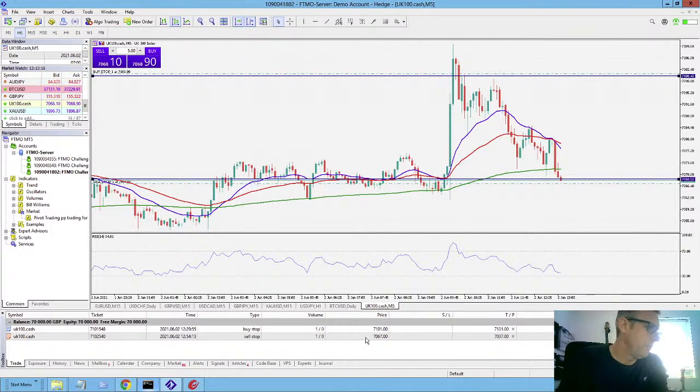Got a 30-point take profit. I've not put the stop loss in yet. I'll do that when the trade is triggered, and I've gone in at 1 lot on this one, which is equivalent to £10 per point. So we're looking to make £300 on this one, with just over 0.5% risk.